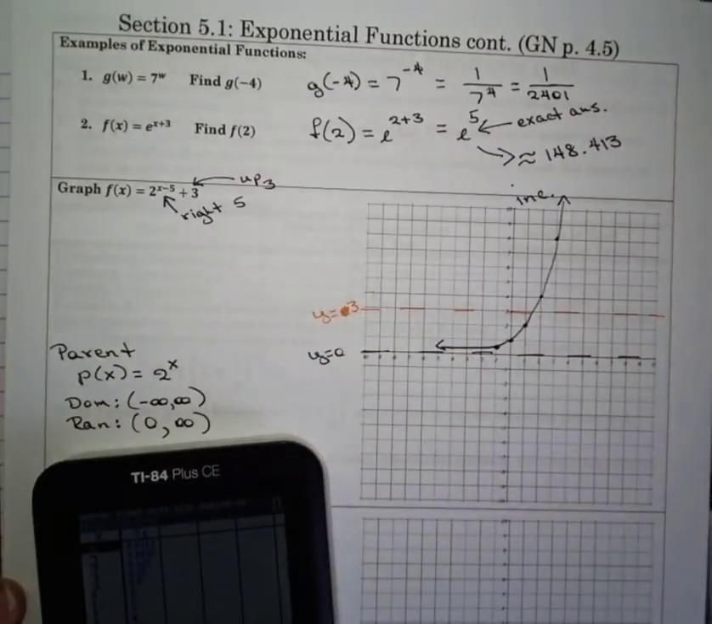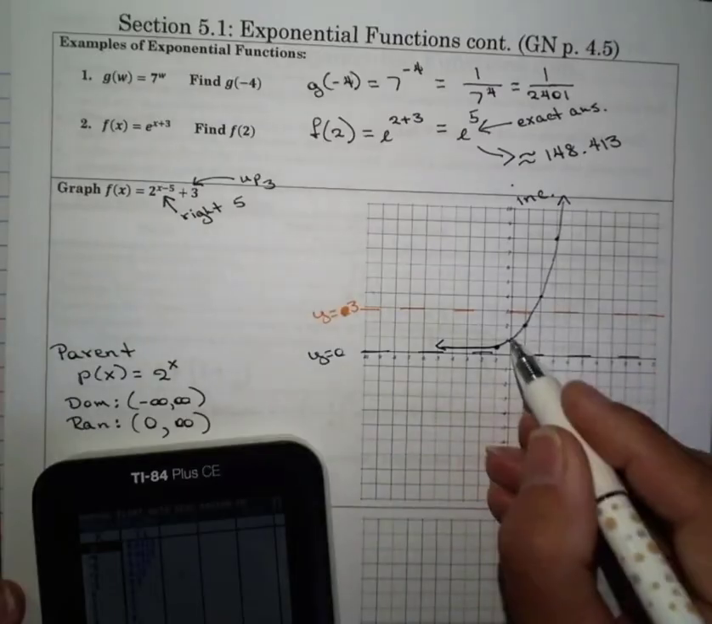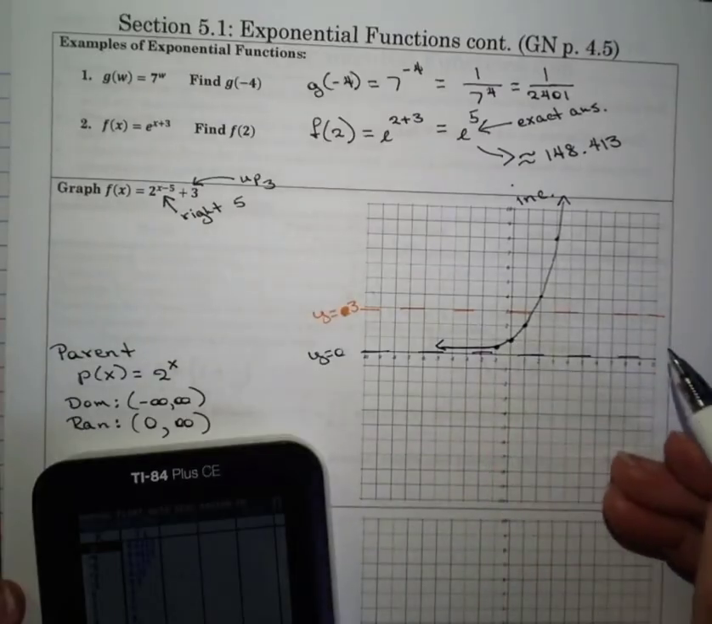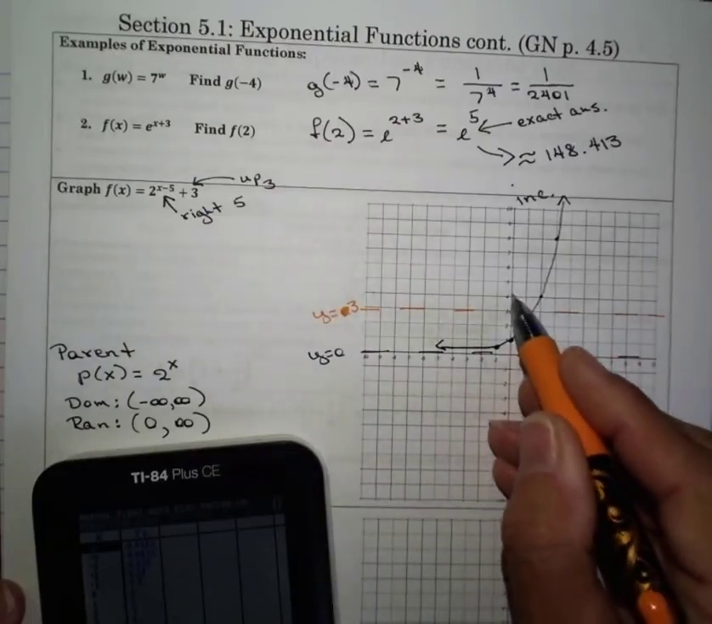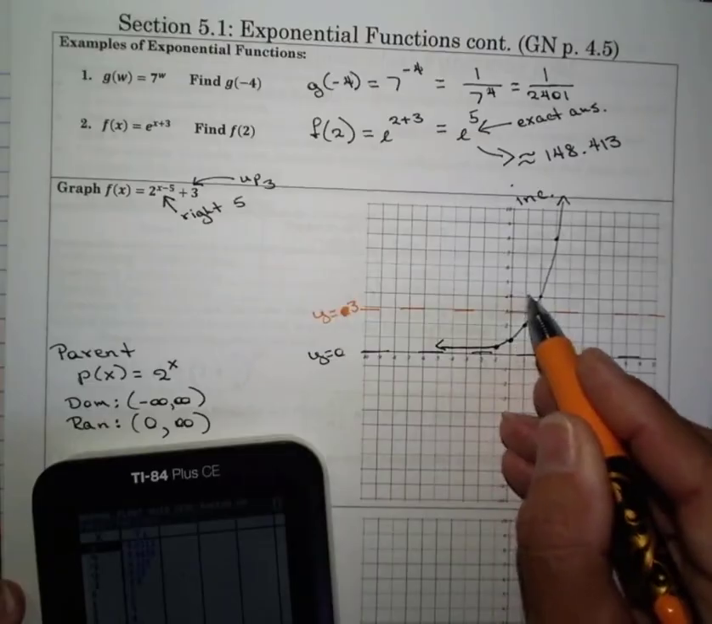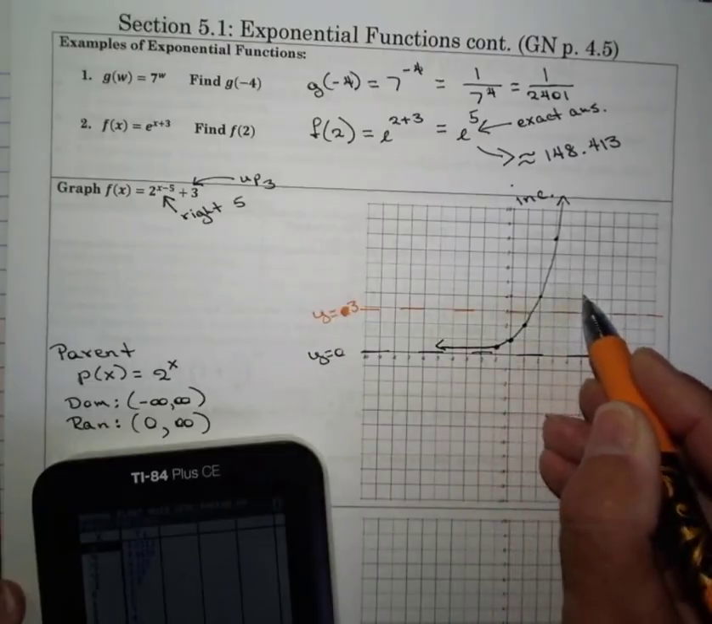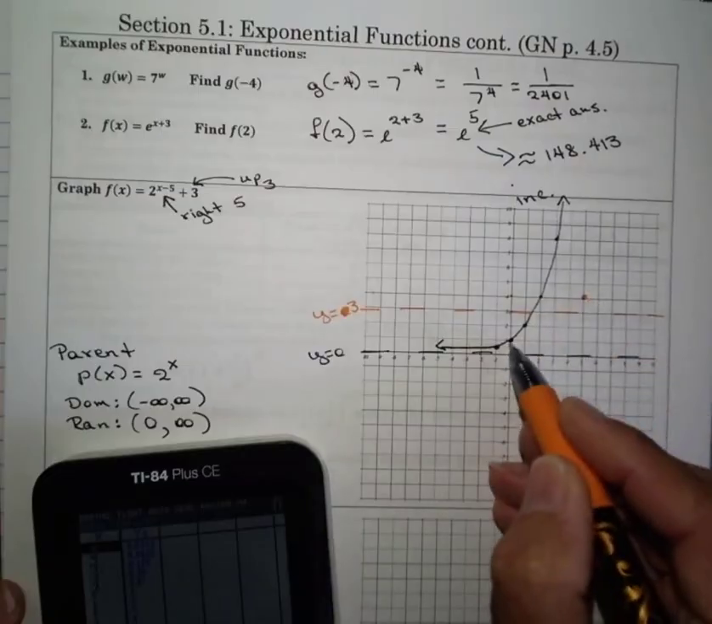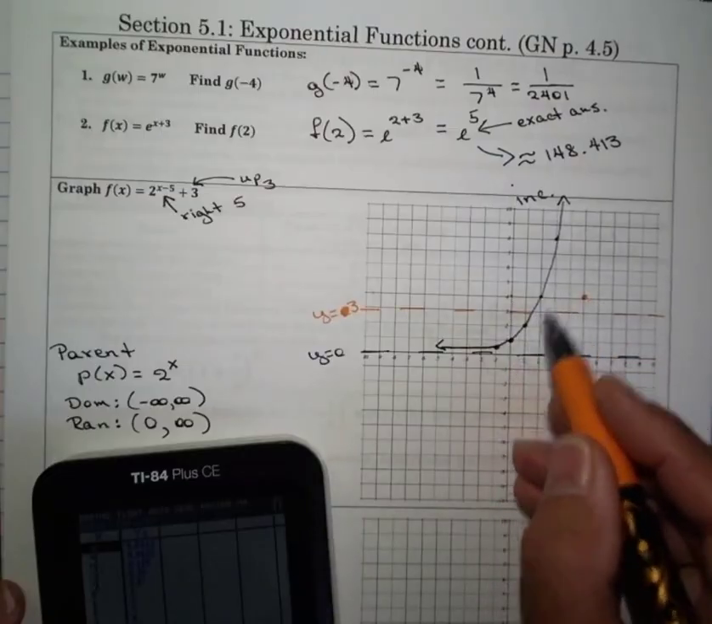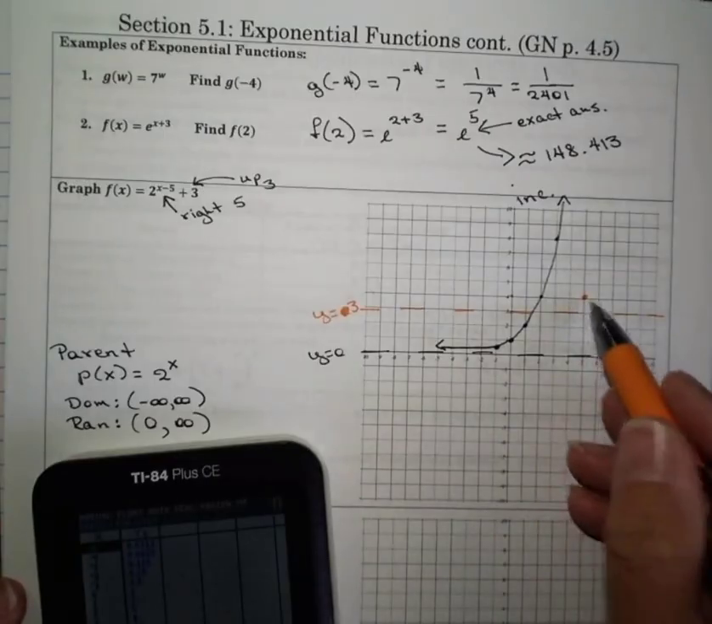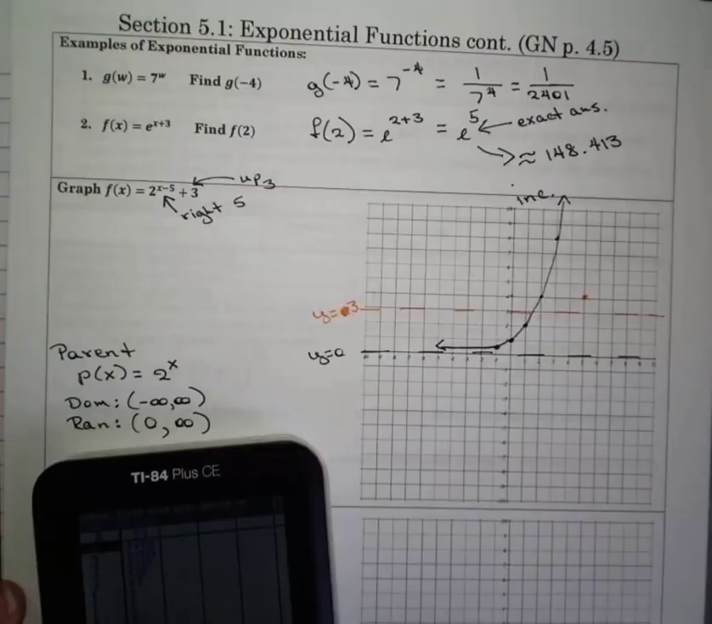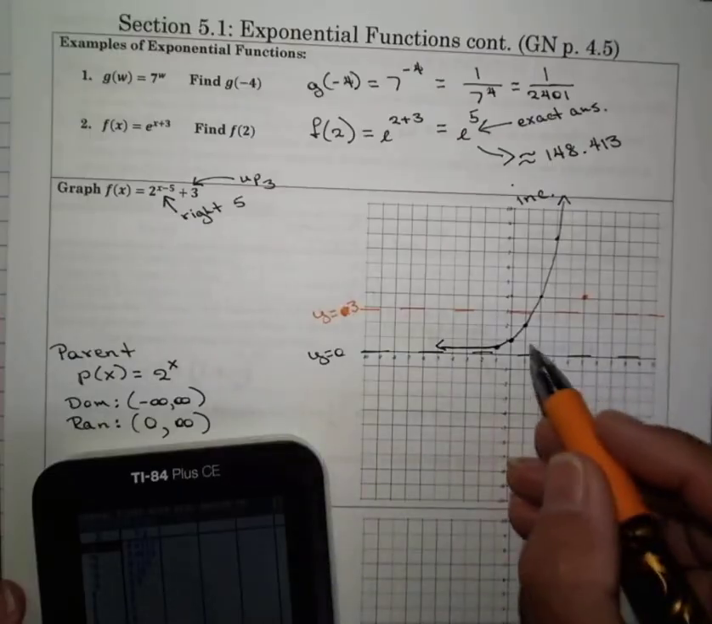Okay, now what happens with the other points? Well, I'm going to take care of the up 3, and then I've got to go right 5. And here's that most important point. Remember this one? That most important point, (0, 1). If it goes up 3, 1, 2, 3, and to the right 5, 1, 2, 3, 4, 5, this is where it ends up. So I took it and went up 3, and I went right 5, and I ended up right there. Isn't that (5, 4), something like that? Should be anyway. Now I can do the same thing with these other points that I've graphed.